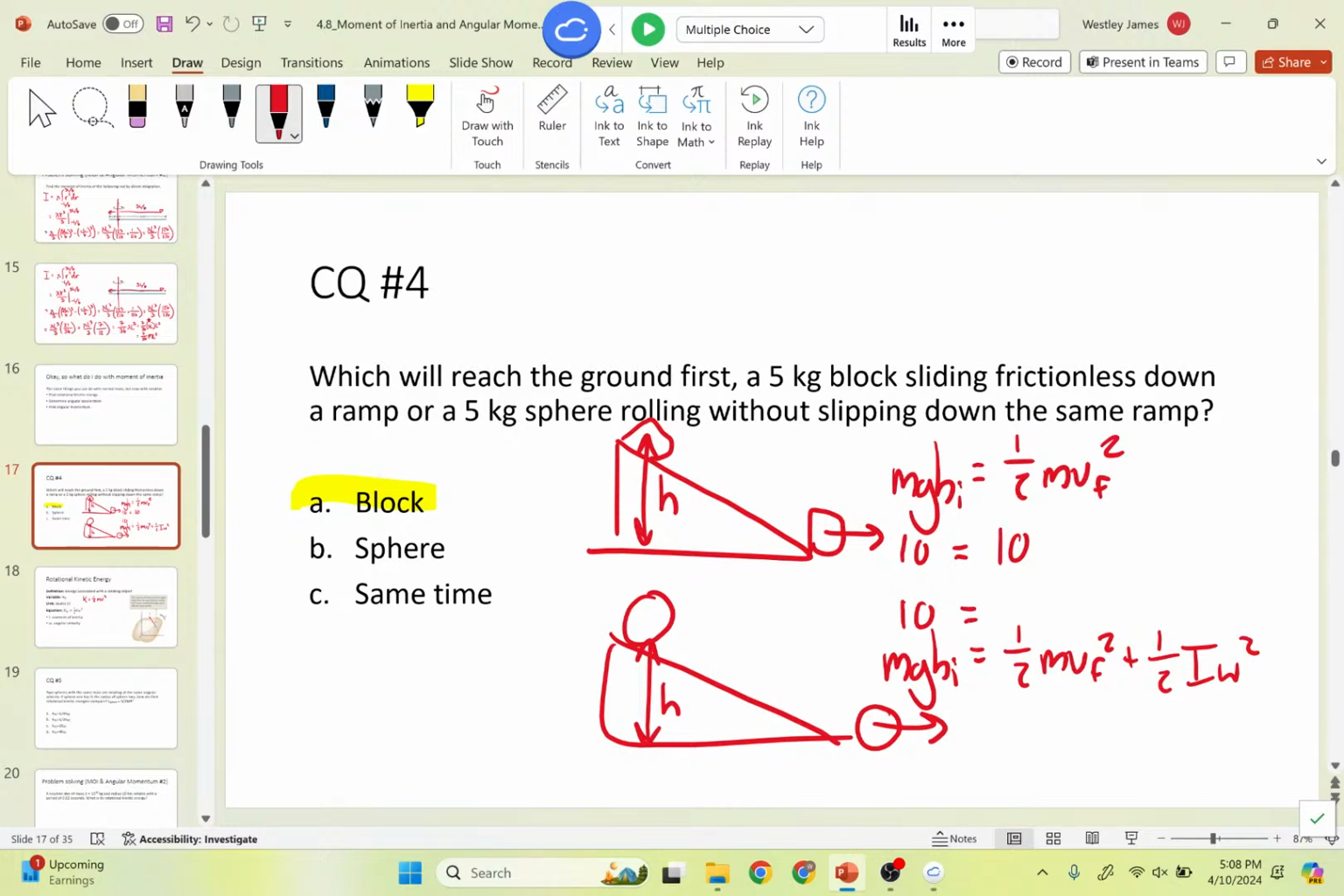Here on the bottom, who knows what exactly the ratio is? It doesn't matter what the ratio is. Let's just say a lot of it went to kinetic. Some of it goes to rotational. So if we compare these, this one's velocity, the sphere will have a smaller velocity than the block. If it has a smaller velocity, it took longer to get there. It's traveling slower. Things that travel slow take longer to get somewhere.